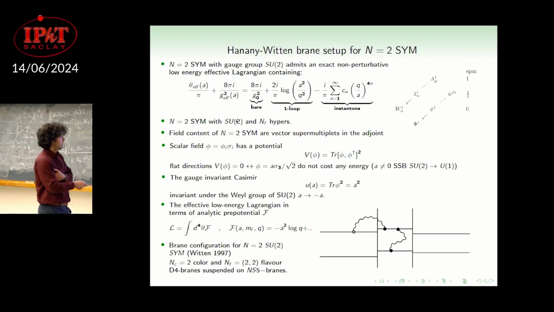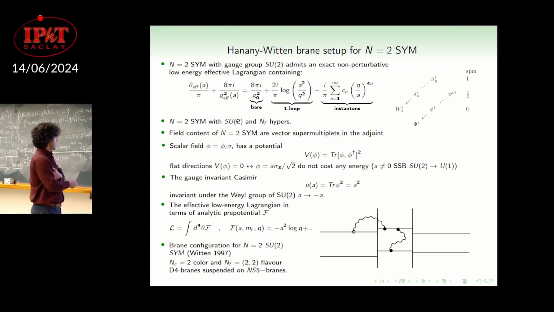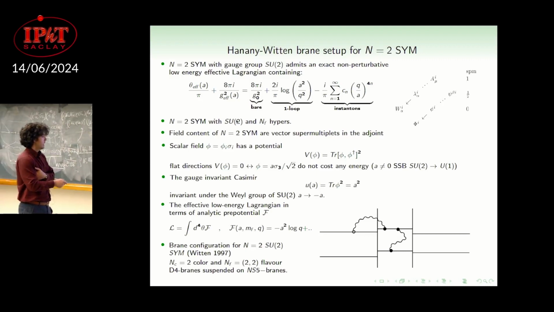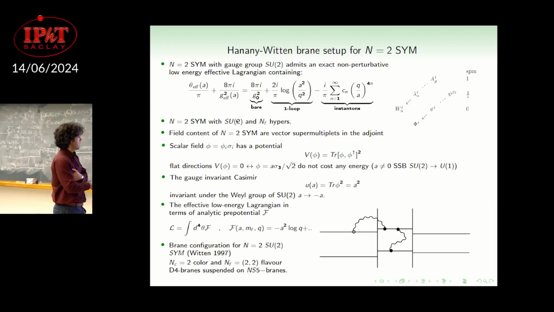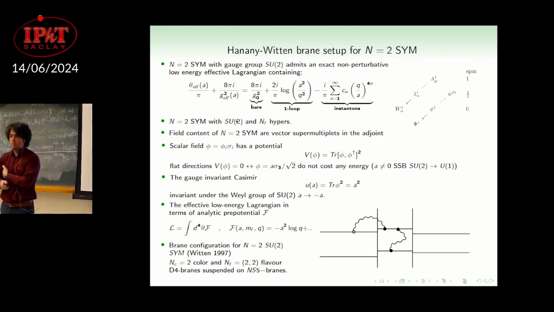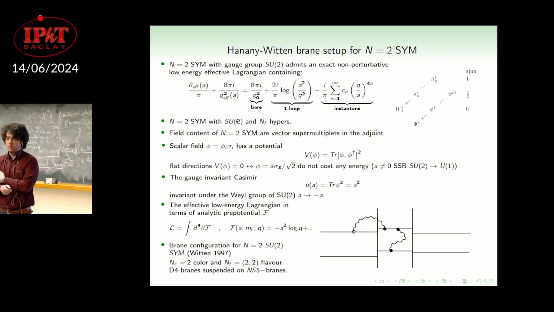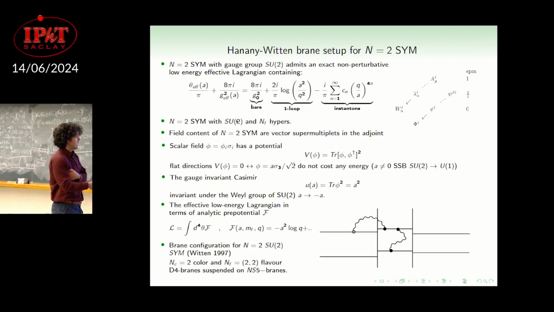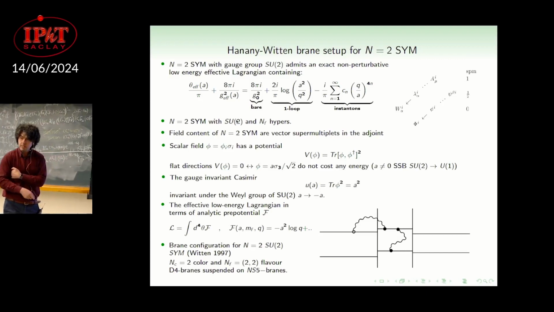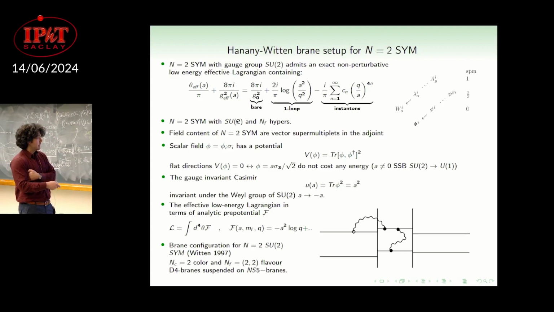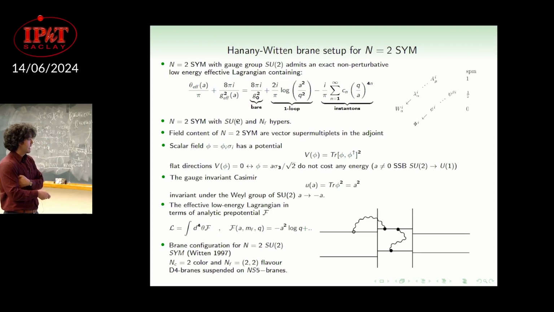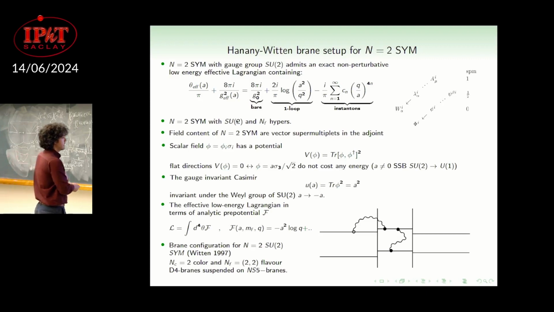And actually, as was shown a long time ago by Witten, this theory can also be described in terms of bound states of branes. In particular, the horizontal lines are stacks of D4 branes. The external ones are flavor D4 branes. The internal ones are the color D4 branes, and the vertical lines are NS5 branes.